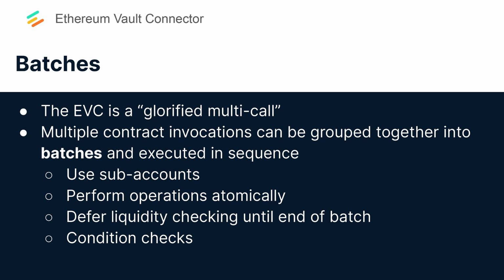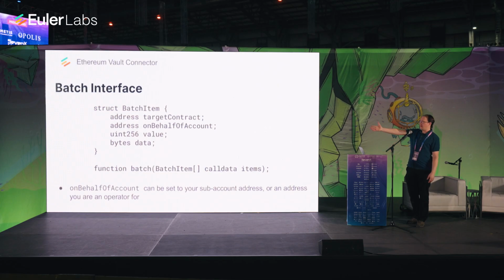So in most cases, vaults, when they're asked if this is allowed or not, will only be asked after all of the batch items have progressed, have completed. And that enables the flash liquidity we're talking about, which we'll talk about in a second. This is the interface for the batch method.